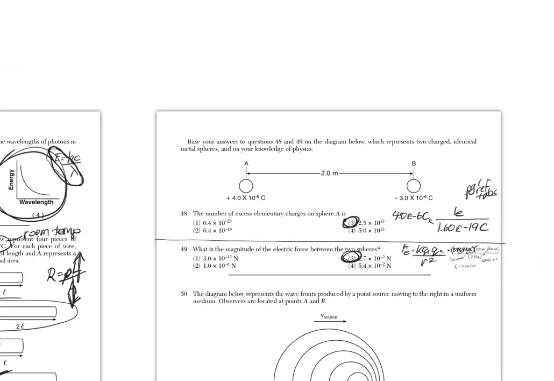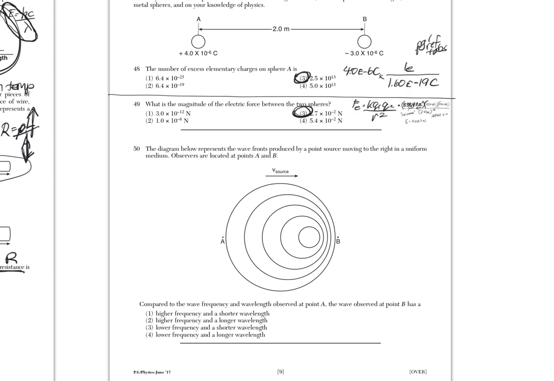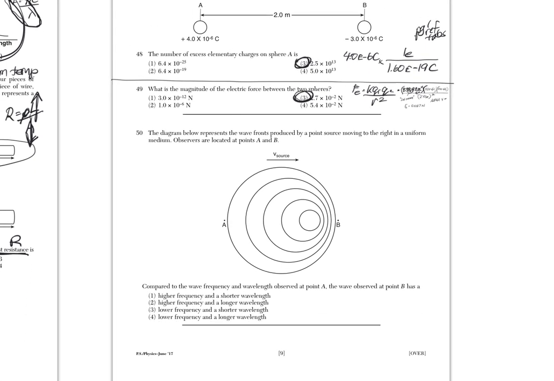And then the last multiple choice question on the 2017 Regents exam. This looks like Doppler effect to me with the nested circles. And it says the source is moving towards the right. And it says compared to wave frequency observed at A, the wave observed at B. B has a higher frequency as the waves are bunching up. It is a higher frequency and it is a shorter wavelength. Moving away from A observes a lower frequency and a longer wavelength because of the Doppler effect. So compared to A, B has a higher frequency and a shorter wavelength.